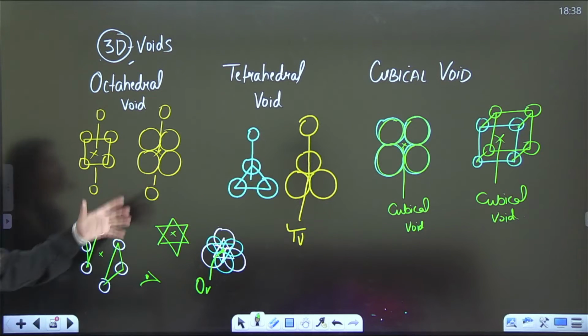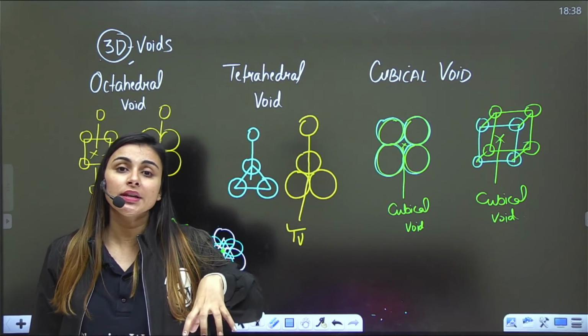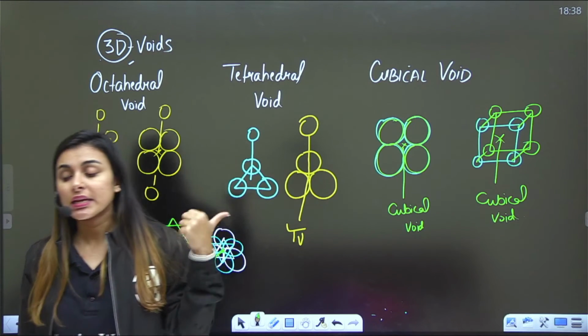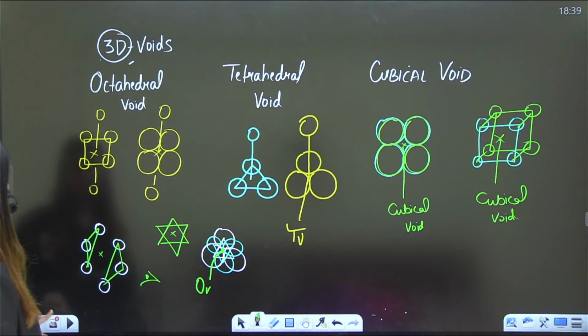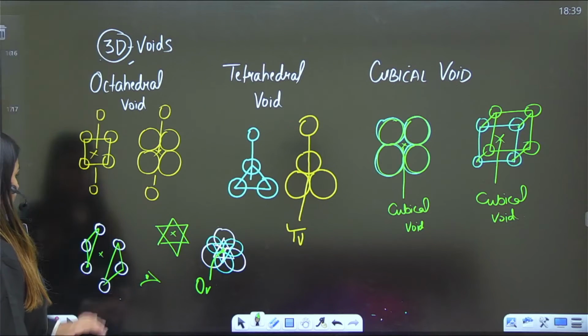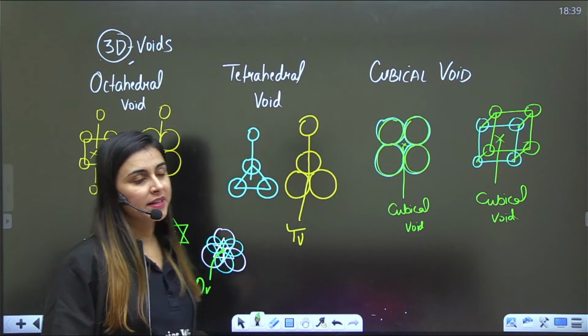So you need to have a clear picture of how a void is to be located, because you will be asked a lot of questions based on these geometries. So you need to write it down, draw them, understand them, and then we'll move forward. I hope you are clear with this. Now let's move forward, my dear students.